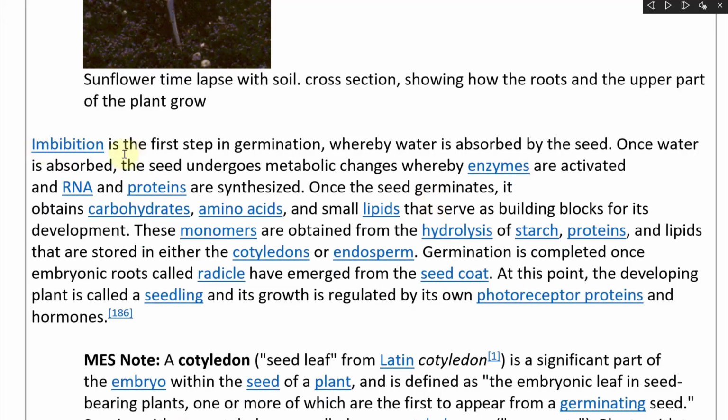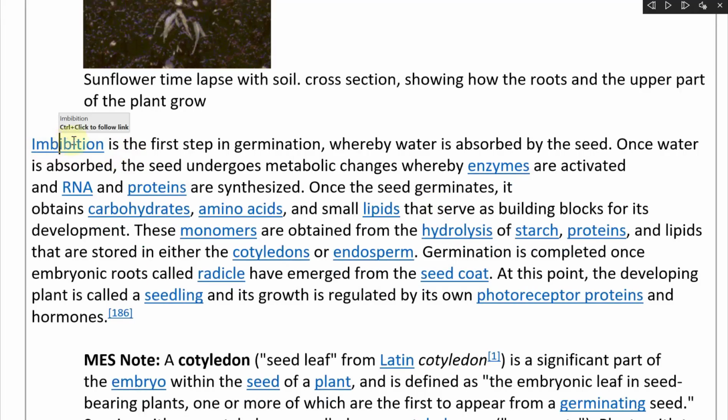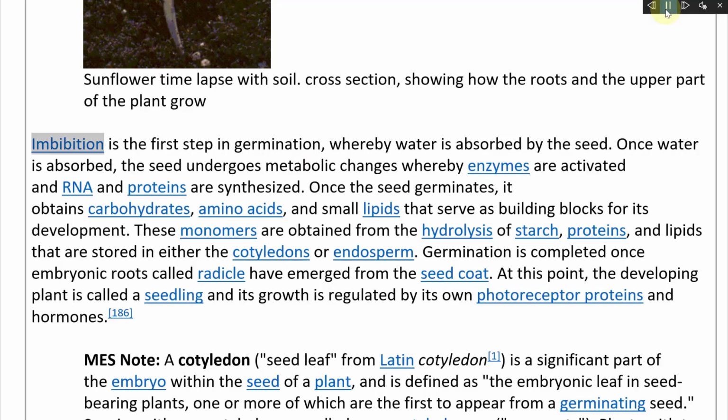So this one right here, imbibition, is the first step in germination. Let's pronounce this one. Imbibition. Yeah, so imbibition is the first step in germination, whereby water is absorbed by the seed.